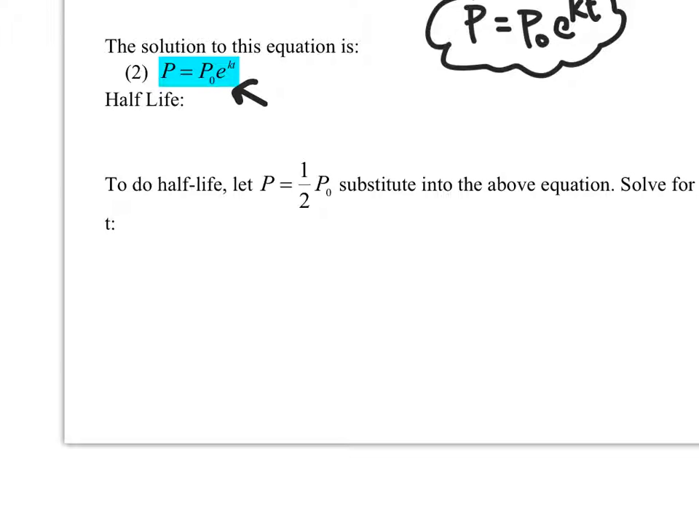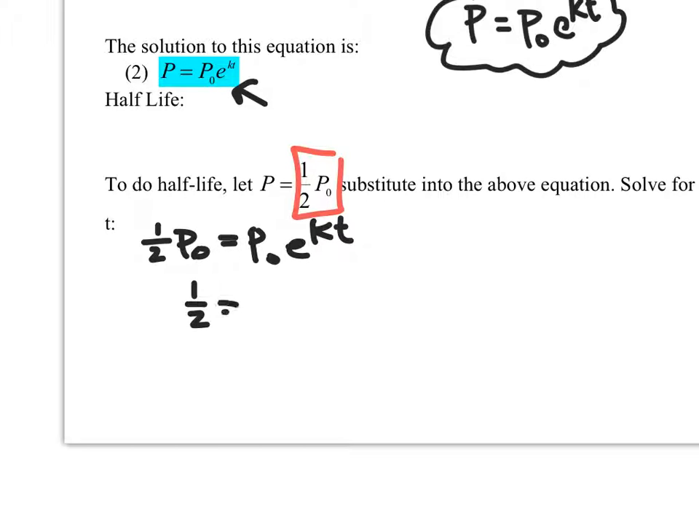Now if we want to talk half-life, we're going to replace p with half of p0. So that's half of our original population. So we would just simply rewrite and substitute in 1/2 of p0 equals p0 times e to the kt. And what we want to do is we want to solve for time, or t, right? Because that would tell us how long it's going to take for our population to be cut in half. So we would divide both sides by p0. So we get 1/2 equals e to the kt.